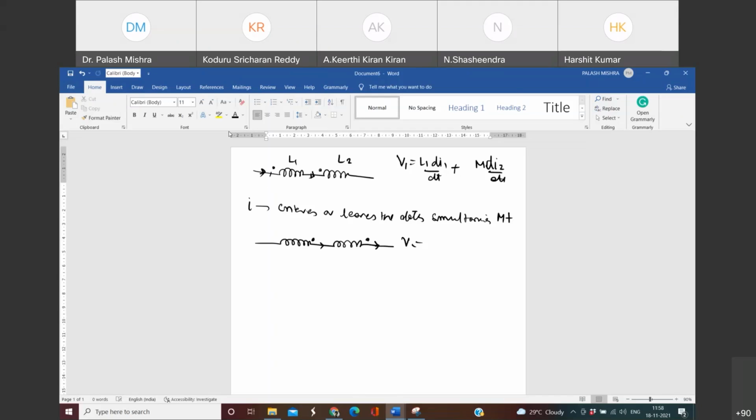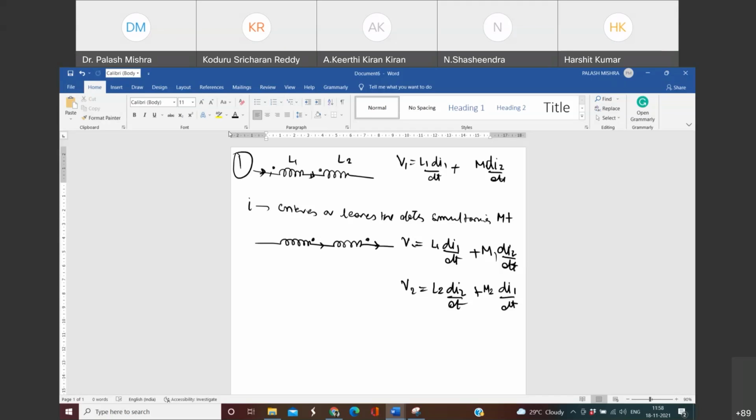So here also V1 will be equal to L1 di1 by dt plus M times di2 by dt. Similarly, V2 will be equal to L2 di2 by dt plus M di1 by dt, in both of these cases. Everyone understood this?